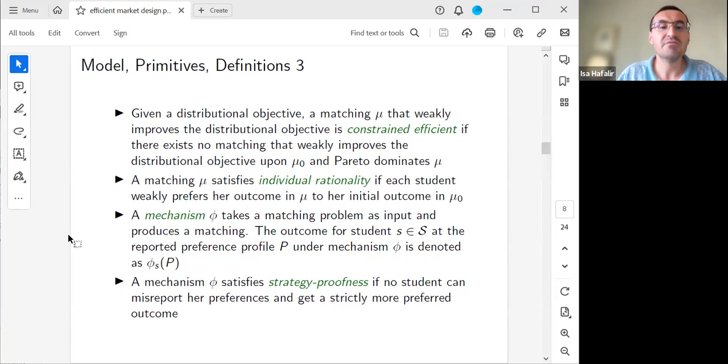A mechanism phi takes the preference profile of the students as an input and produces a matching. Then a mechanism phi satisfies strategy proofness if no student can misreport her preferences and get a strictly more preferred outcome independent of the behavior of the others. In other words, for each student, truthful revelation is a weakly dominant strategy.